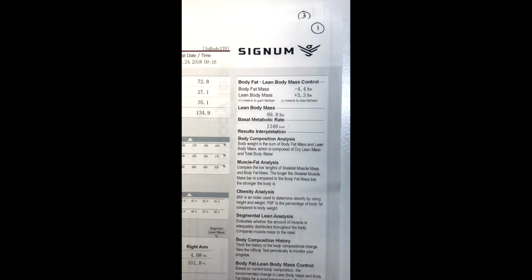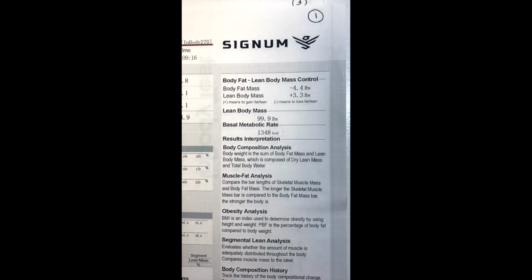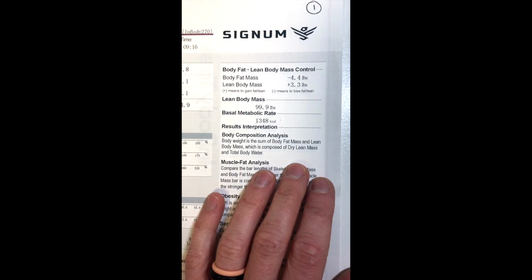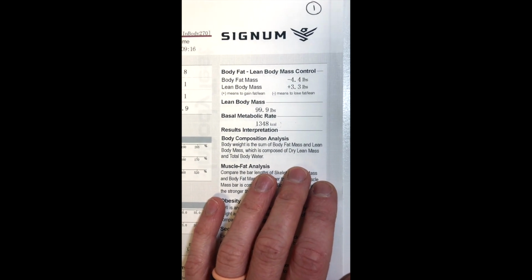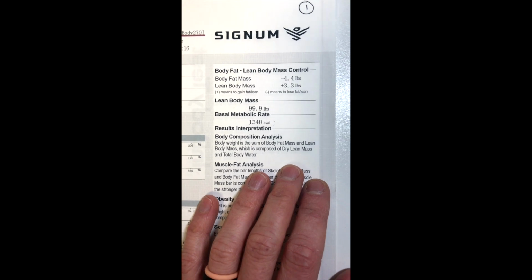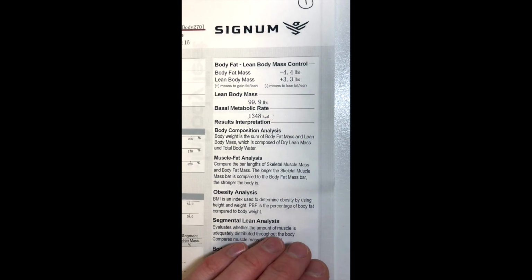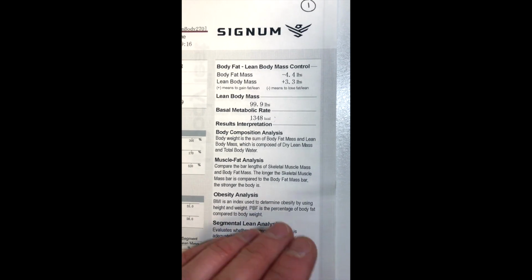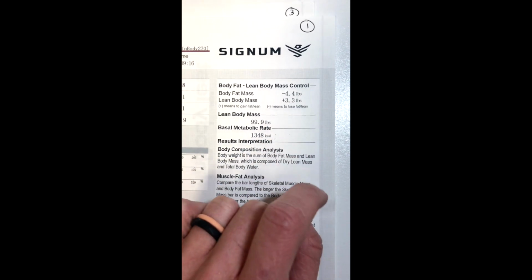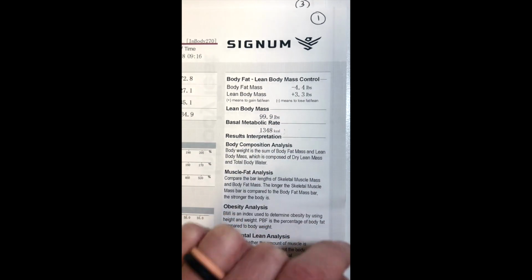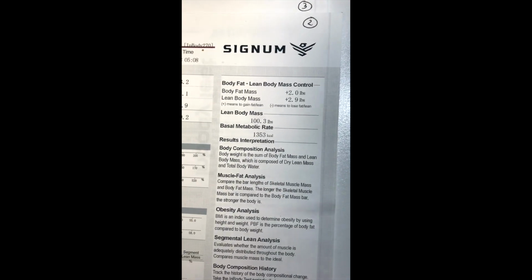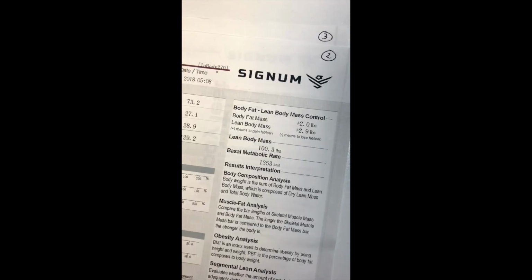Then we're going to move up to the top here, the body fat lean body mass control. This is so lovely because it's a prescription basically. It's saying based on your results and based on the World Health Organization data for someone of your height and gender, we would want you to lose about 4.4 pounds of fat and gain 3.3 pounds of muscle. So it's easily trackable. This is the second time she came in, progress obviously, and the third time.